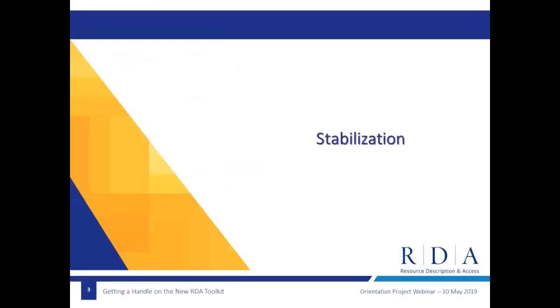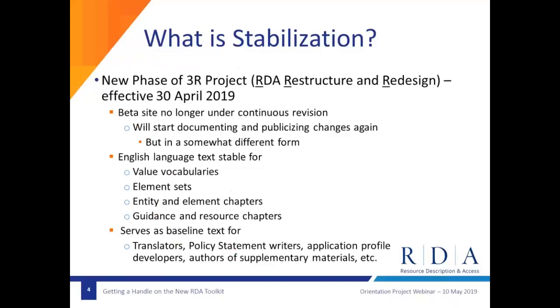So let's dive right into stabilization. What are we talking about here? This is a new phase of the 3R project. It's something that we've been doing for many years now, the RDA Restructure and Redesign project. This new phase was effective April 30th with the rollout of the latest update to the toolkit. The beta site now is no longer under continuous revision, and that means that we will start documenting and publicizing changes again as opposed to doing it as part of a project to rework the toolkit. However, the way we will document and publicize changes will be in a somewhat different form than what you're used to in the original toolkit, and that's partly because we're not going to keep entire snapshots of old versions of the instructions.